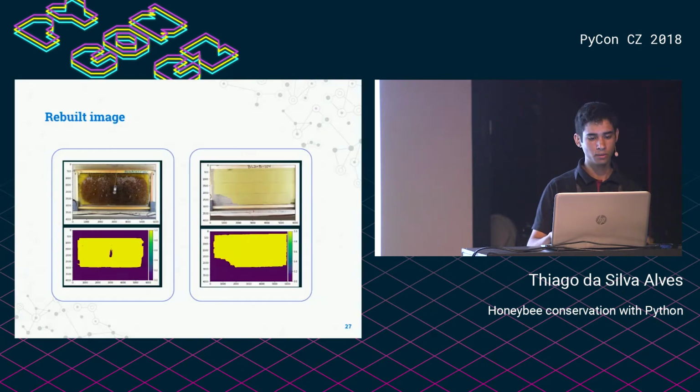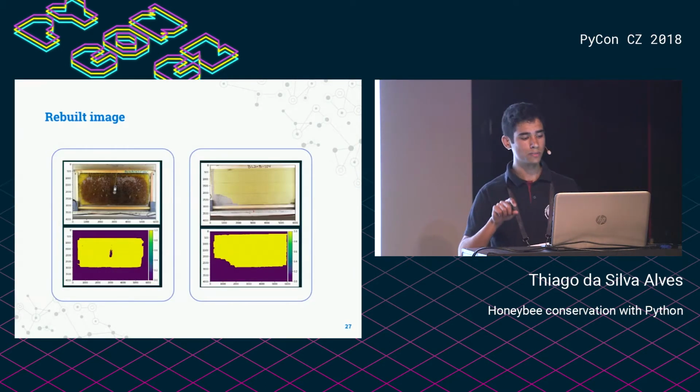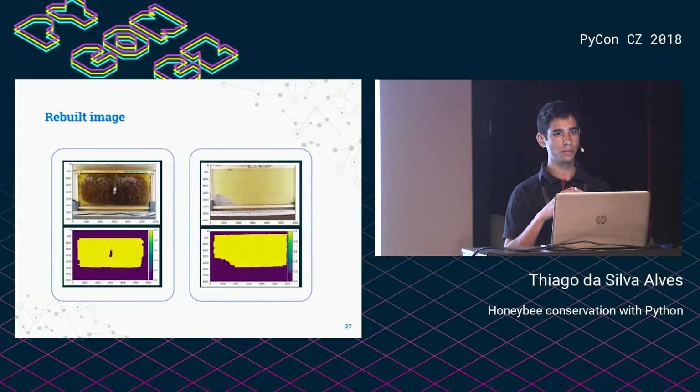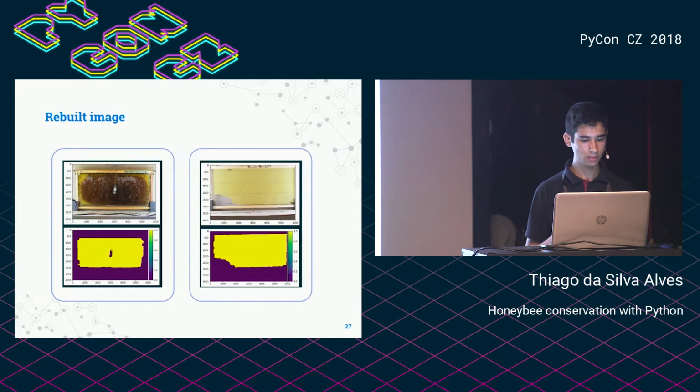And after we process all those tiles, we rebuild the image using some stacking of NumPy, and we could achieve these results. And it can be seen that we solved in a good way that problem of only the segmentation of the comb area. So the use of this network really solved our problem.